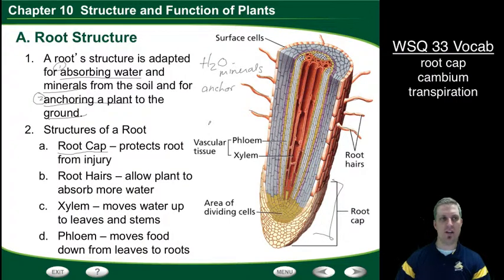Think of it this way. If I have one straw in a cup, then I have 10 straws in a cup, which one can I get more water sucked up at once? Well, obviously more straws. It's a larger area, so there's more water that can go up at a time. That's the same thing with root hairs.